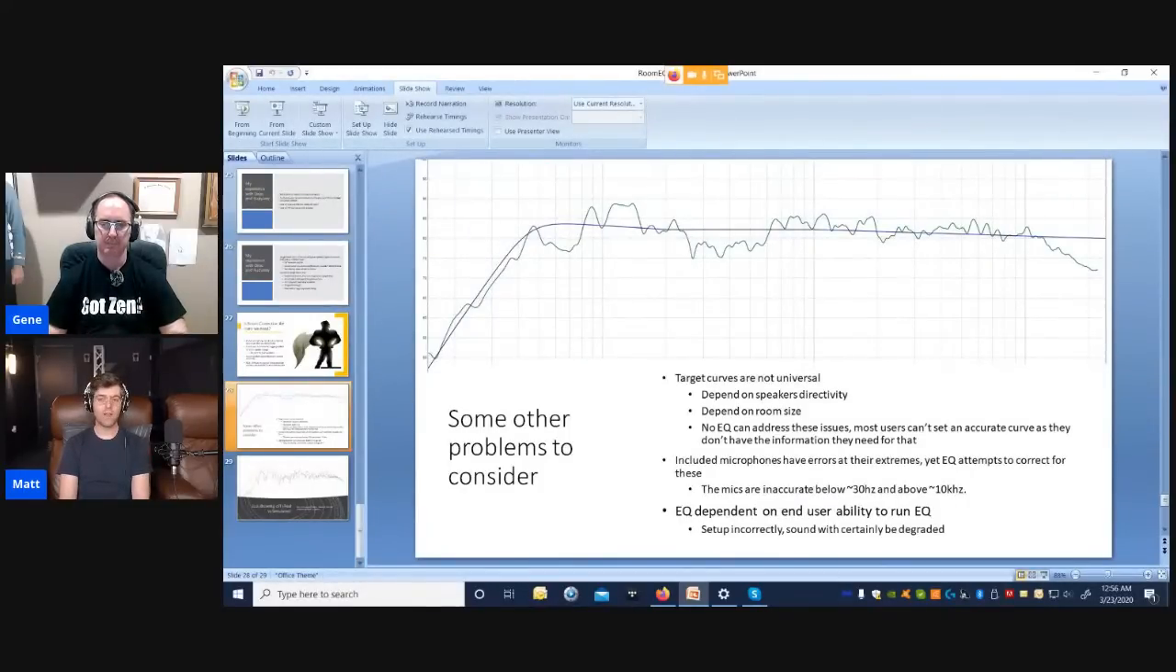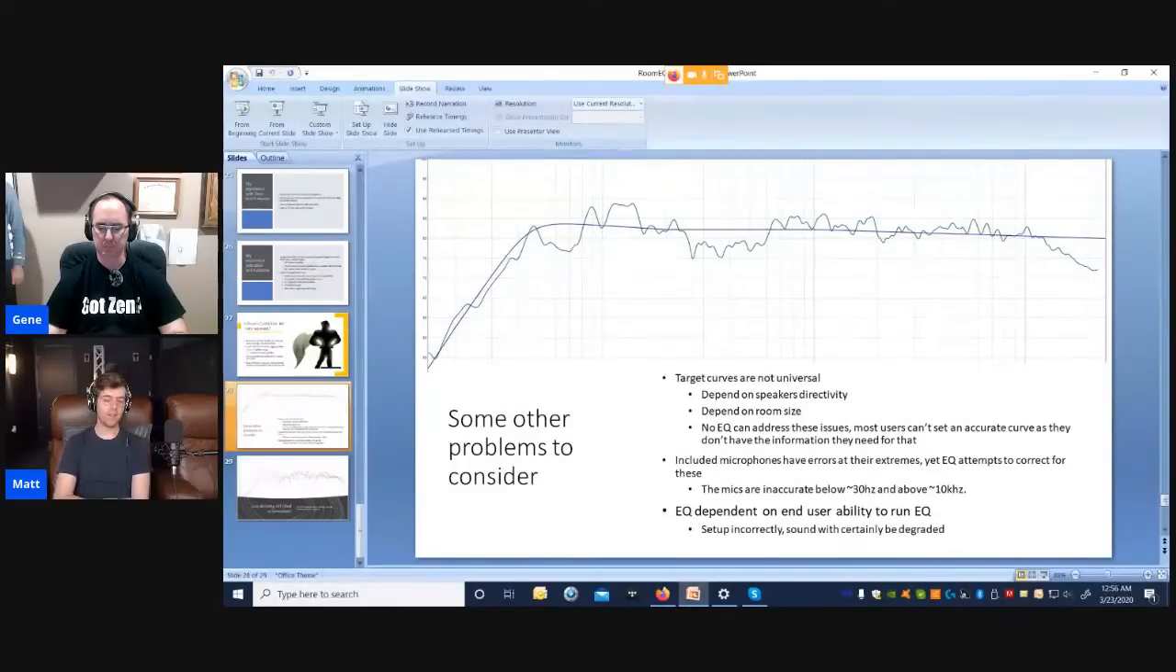Yeah, I think correcting out to 20 kilohertz, you've got to be really careful. As I said, the biggest problem is that those target curves are not universal. The best thing would be to try to create a curve that better follows the natural general shape of the response rather than trying to fit something that's what you want it to look like. The problem is most people don't have that data when they're doing it. No, they wouldn't have that data.